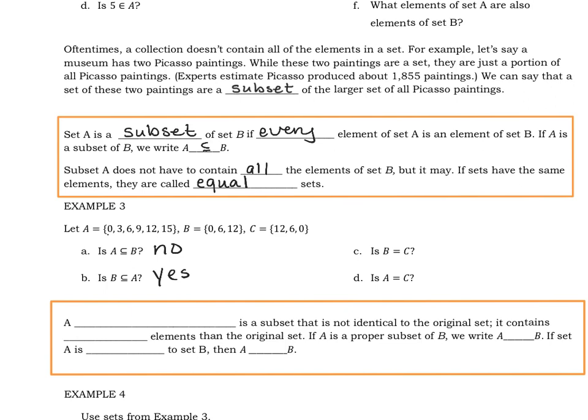Is set B equal to set C? Now, let's remember that if sets have the same elements, they're called equal sets. So we have 0, yep, 6, yep, 12. So yes. Now they're asking if set A is equal to C. I think we can see here that set A has quite a few more elements than set C. So that is a no.